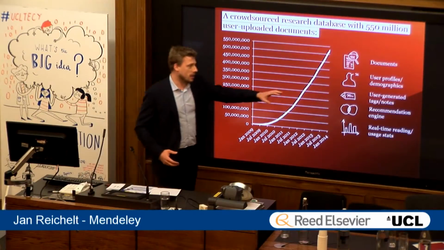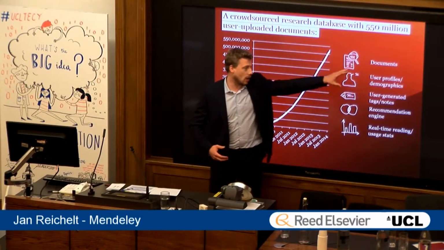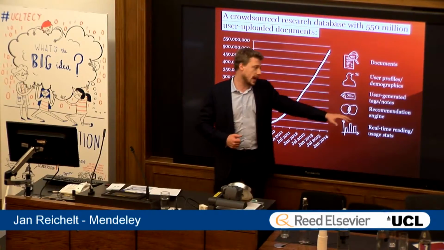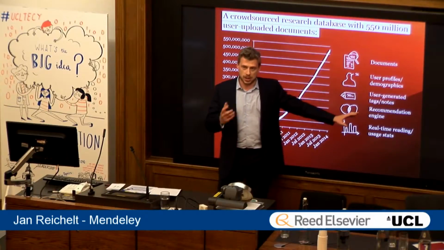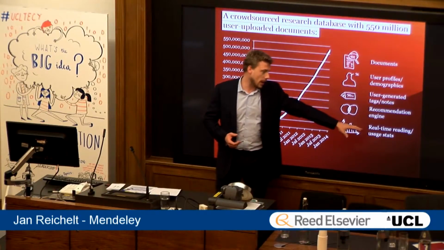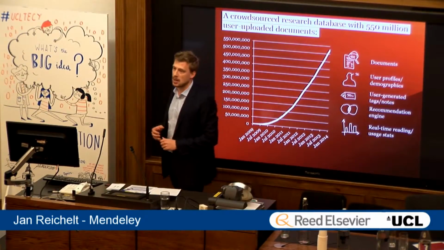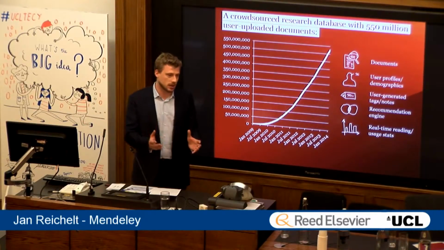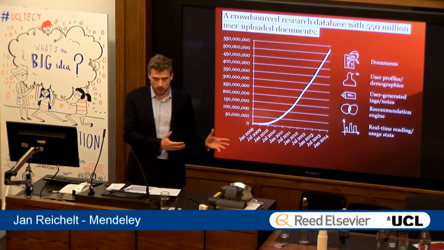What we have is information about the documents, of course. We also have information about user profiles, demographics. We have the user-generated tags, notes. We've developed a recommendation engine based on usage behavior. And we have real-time reading and usage stats, which are a fantastic complement to citations, because citations take 2-3 years to emerge before somebody gets credit for their work in the field of research.